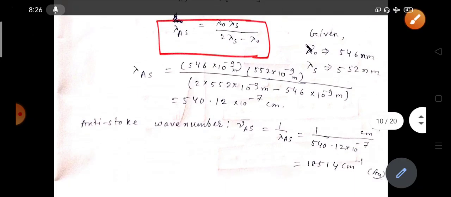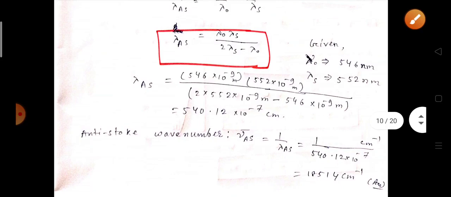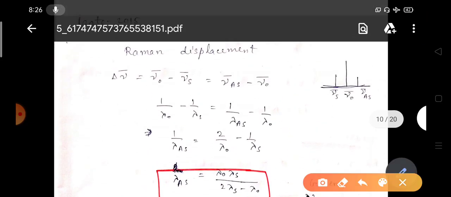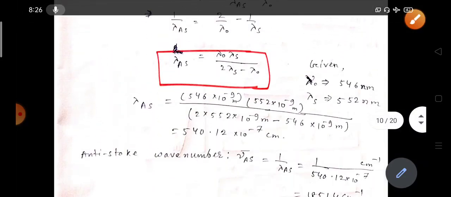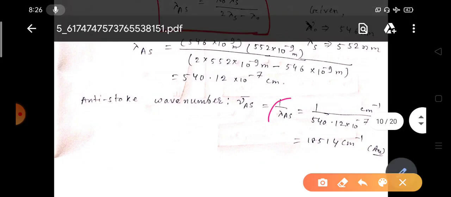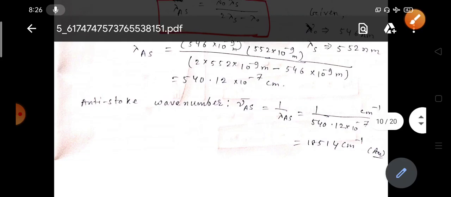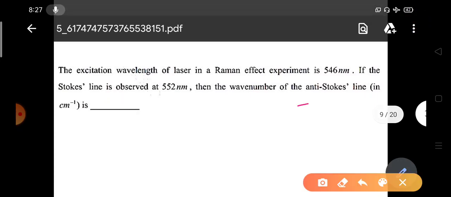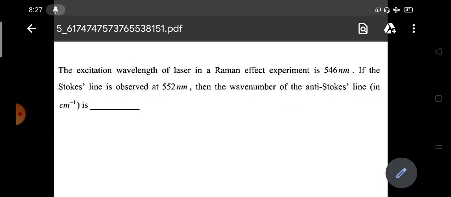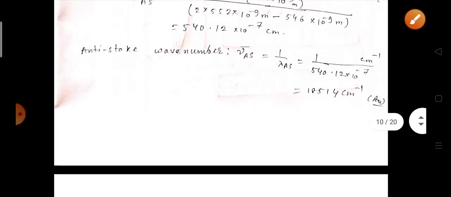That gives 540.12 into 10 to the power minus 7 centimeter. Now you have to find the wave number, because we measure not in terms of frequency or wavelength but in terms of wave number. So the anti-Stokes wave number equals 1 by lambda as, that is 18514 centimeter inverse. So in this question you were asked to find the wave number of the anti-Stokes line, and we get the wave number as 18514 centimeter inverse.